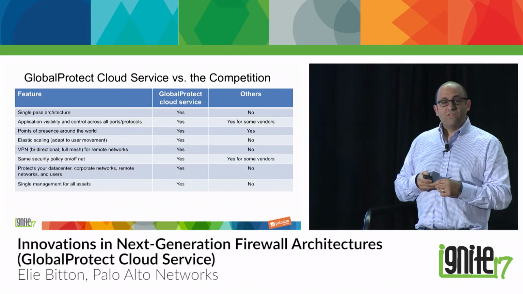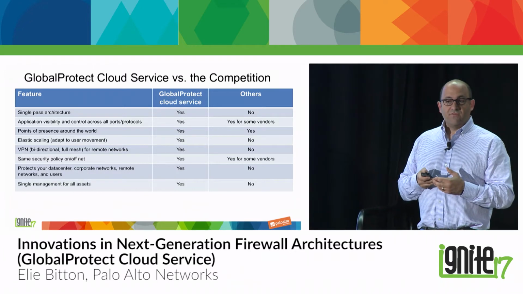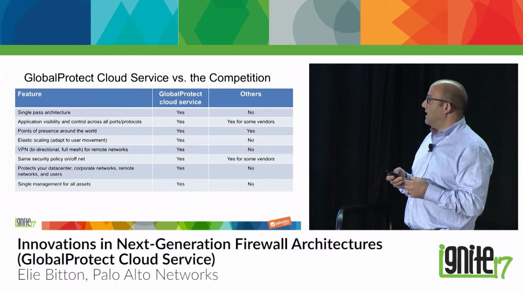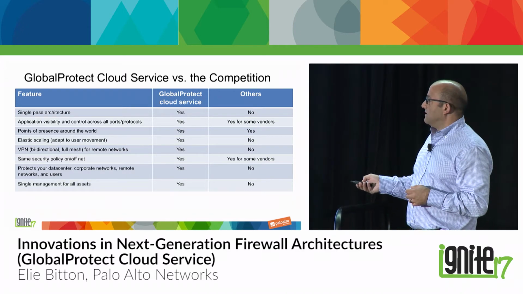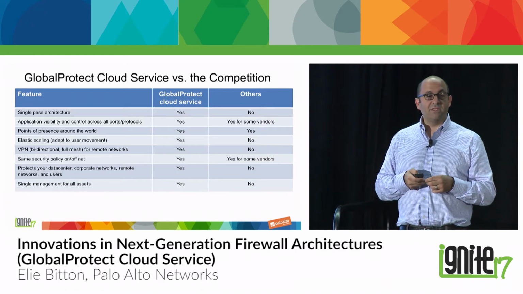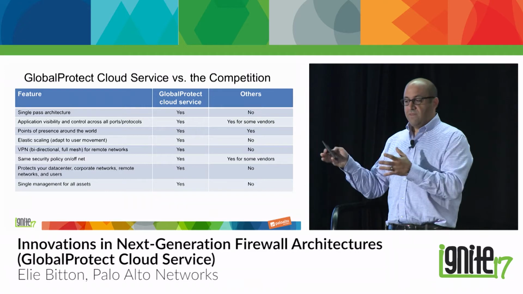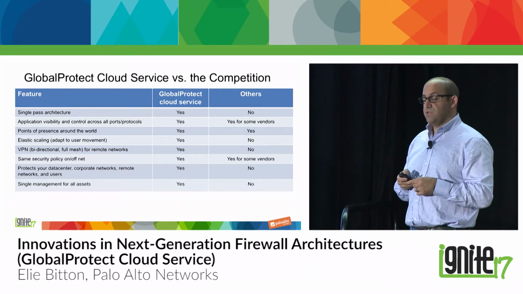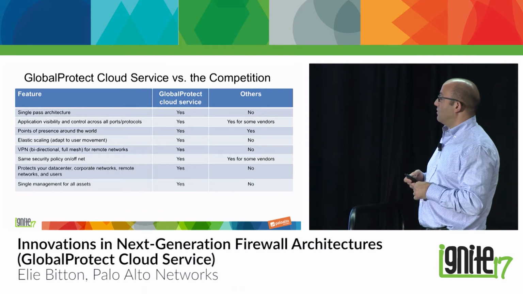We have points of presence around the world. Others do too. That's fine. So others have global coverage. We have global coverage as well. The only difference is we're using public cloud. So we can elastically scale and adapt to the user movement, which I explained before is tough for some vendors. There have been some challenges where they've reached capacity in a particular location, so then you're forced to connect somewhere else, which is a little less efficient and adds latency to the overall solution.